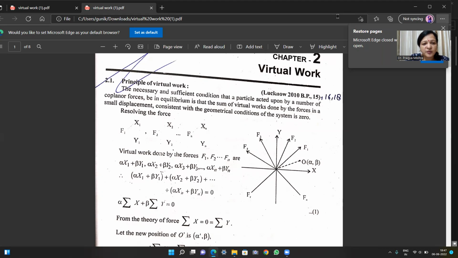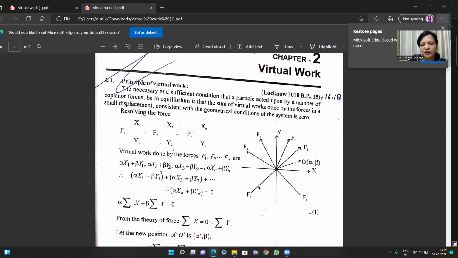Now, the principle of virtual work: the necessary and sufficient condition that a particle acted upon by a number of coplanar forces be in equilibrium is that the sum of virtual works done by the forces in small displacements consistent with the geometrical conditions of the system is zero. Coplanar means the forces that act on the same plane. So let us take this system.